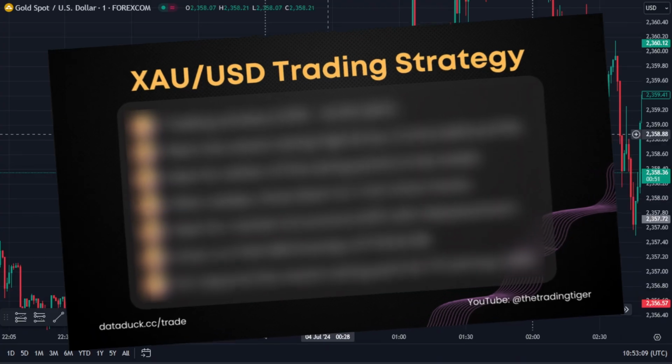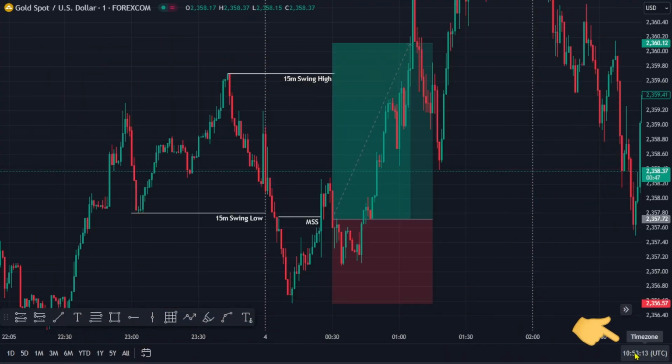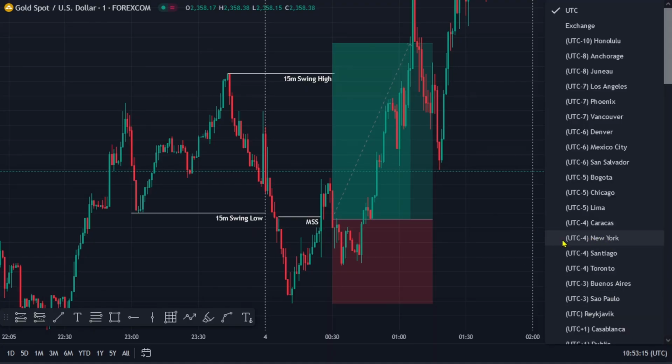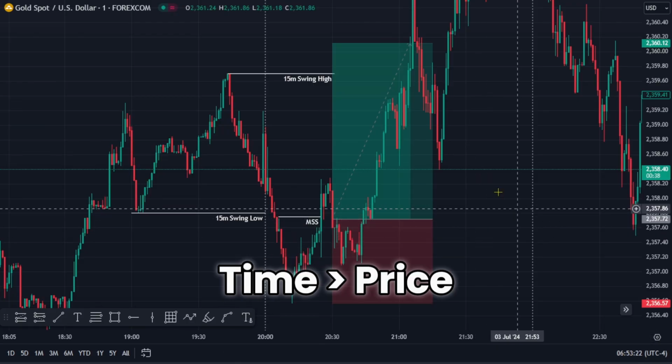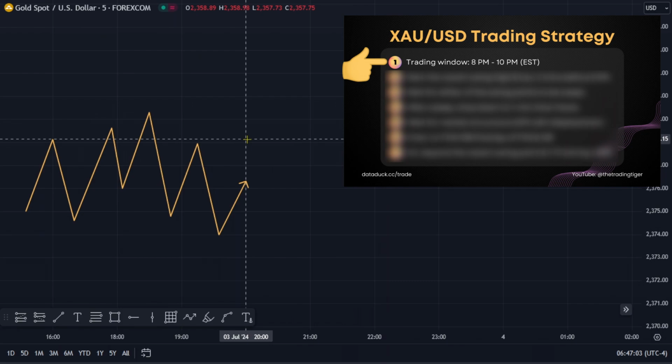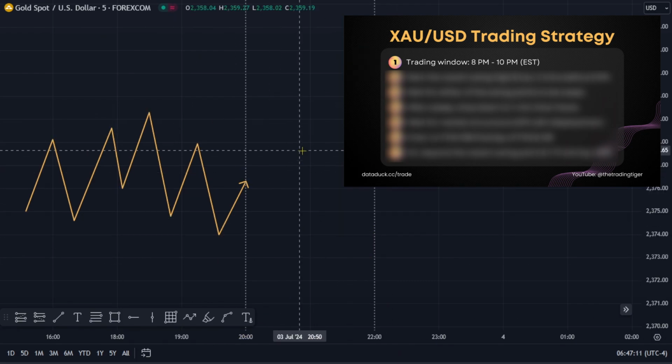Before we dive into the steps and rules for trading this gold strategy, make sure to calibrate your TradingView chart to New York or Eastern Standard Time. This ensures that you are trading at the correct time of the day, because we know that time is more important than the price. Our trading window will be from 8 p.m. to 10 p.m. This is where we will be looking for trade setup and entry.